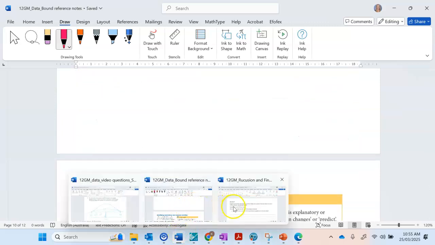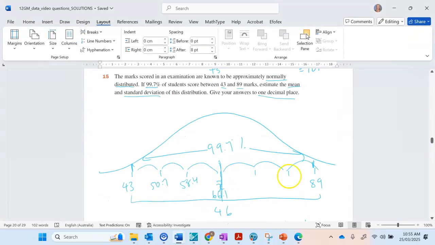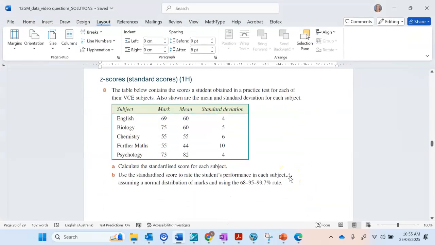All right, so the first question we're going to do, let's just keep scrolling, is we're going to compare some subjects. So we've got 5 subjects here. It still refers to general as further maths, which is quite funny. The table below contains the scores a student obtained in a practice test for each of their VCE subjects. Also shown are the mean and standard deviation for each subject. So let's say these were your 5 subjects. This is the mark you received. This is the mean for your class, and this is the standard deviation.